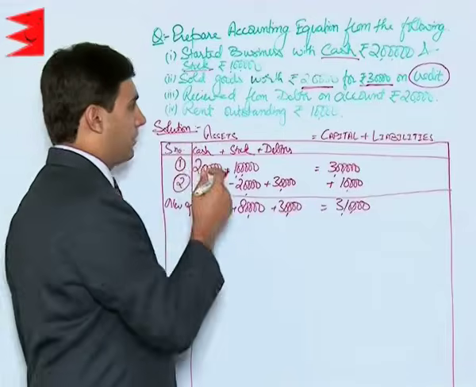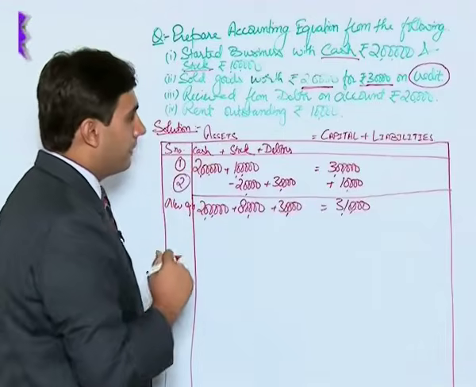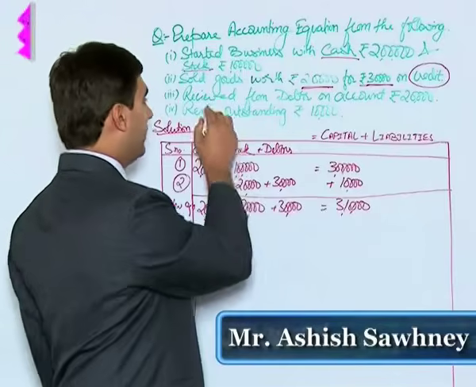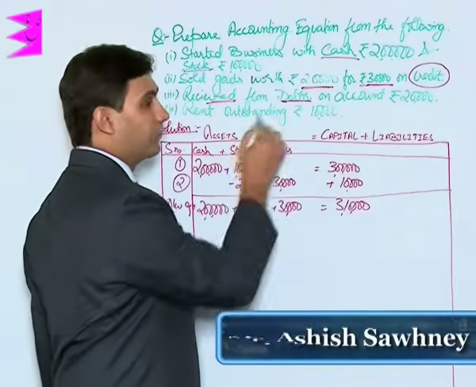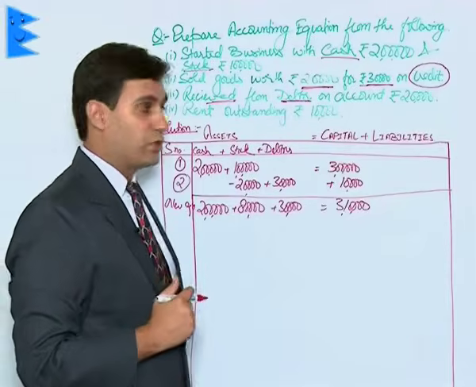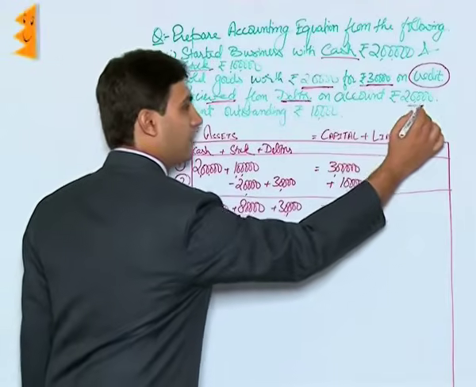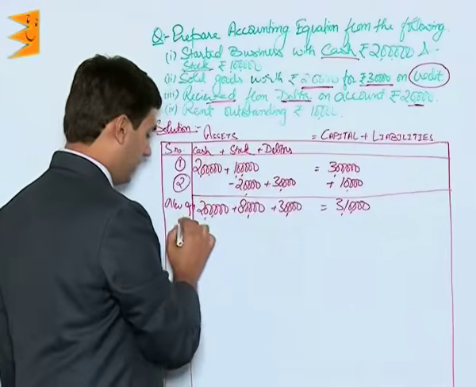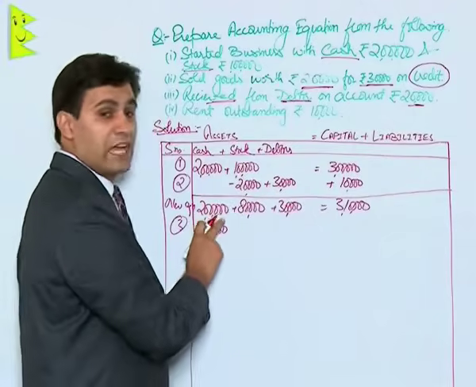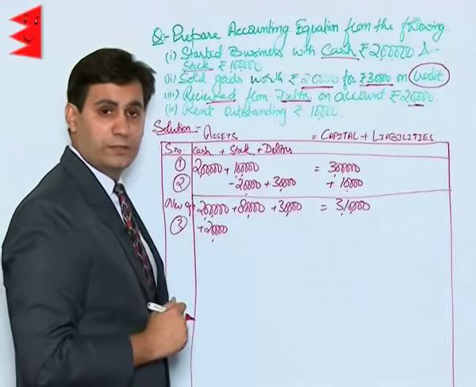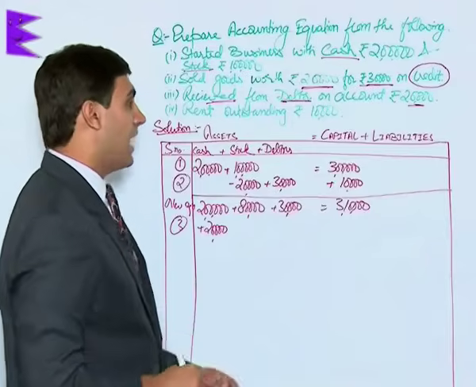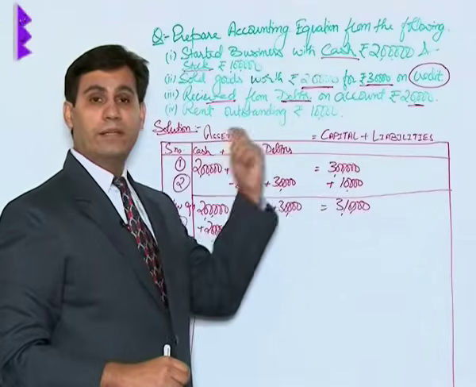Coming to the third transaction, received from debtor on account rupees 20,000. Now received from debtor. Received means we have received something in cash. That means we are receiving cash of rupees 20,000. So let us add this 20,000 into the already existing cash of rupees 2 lakh. So 20,000 is now added here. This cash we have received from debtors.